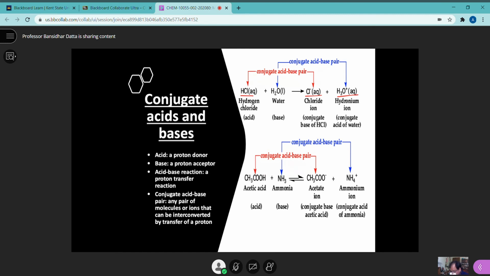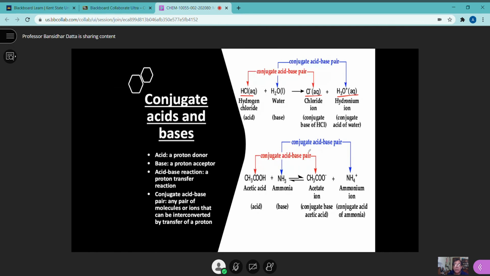So the relationship is: acid creates the conjugate base, and base creates the conjugate acid. Water converting into H3O positive, hydronium, is the conjugate acid of water. Cl minus, coming from HCl, is the conjugate base of HCl. So acid gives the conjugate base, base gives the conjugate acid. That's a pair. They're always a pair.